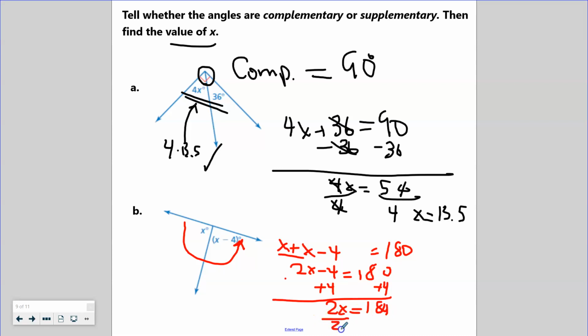You guessed it, divide by 2. Half of 100 is 50, half of 80 is 40, half of 4 is 2, right? So I have 50 plus 40 plus 2, and so I have to say x is 92 degrees. And if I looked at that, 92 minus 4, what would that be? That would be 88, right? And 88 plus 92, because I just put x in there, equals 180 degrees.